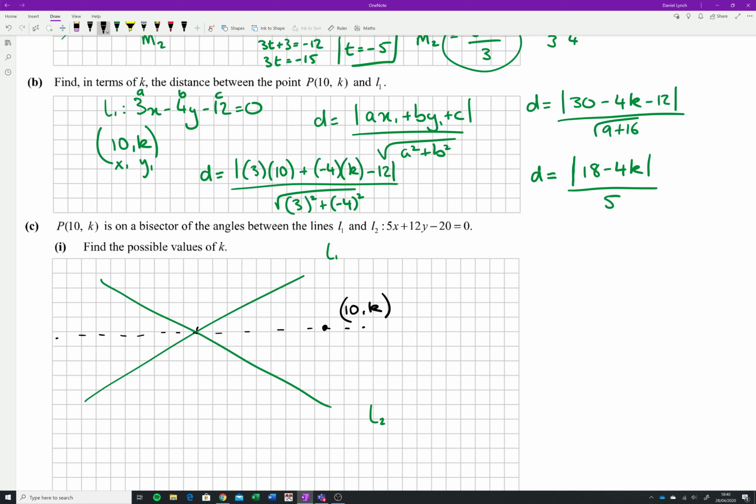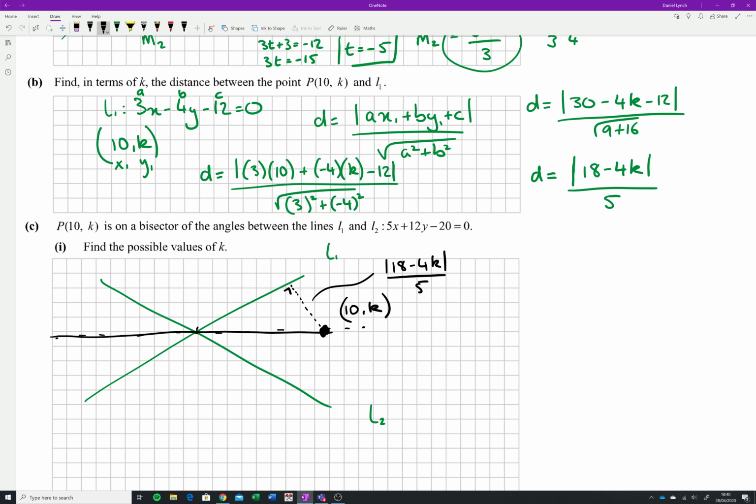Anyway, this is the bisector, and what it's saying is that 10k is on that line. That's really horribly drawn. Let me try that again. That's what a bisector is, such that it cuts from there to there. So there's 10k, it lives on that one. Now remember what we just found is that the perpendicular distance between that point and the line there is equal to the absolute value of 18 minus 4k over 5. We just got that.